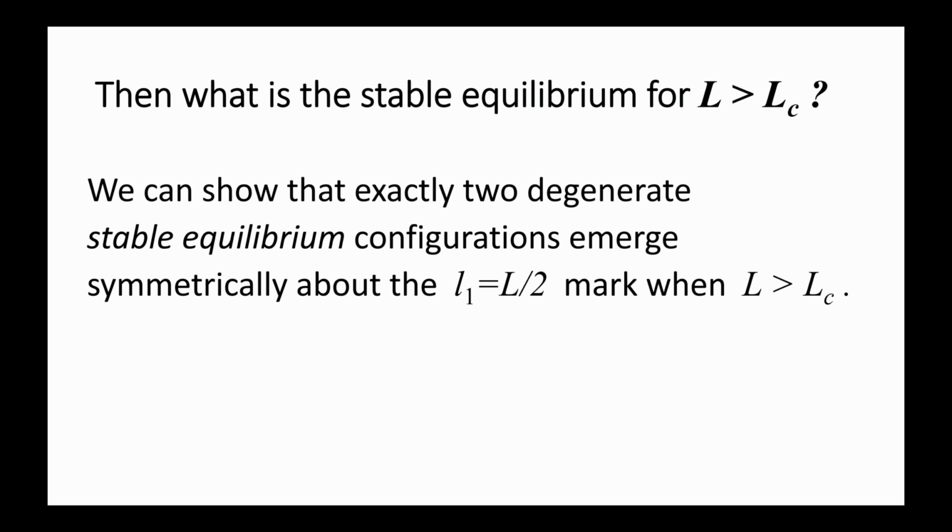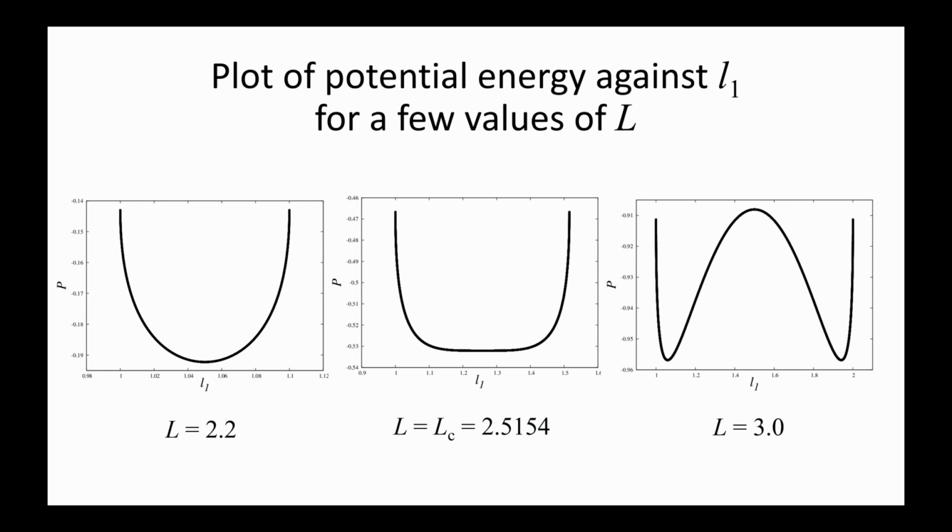Here is a little plot of the net potential energy against the chosen independent variable L1. For the subcritical value 2.2, this midpoint equilibrium is stable, as expected. This is the critical equilibrium, and here the equilibrium has become unstable for the supercritical value, and I have two new stable equilibria on the two sides symmetrically. Qualitatively, these graphs are exactly similar to what we had for the transition from the hemisphere to the prolate hemispheroid. So that is the consideration that we showed before.